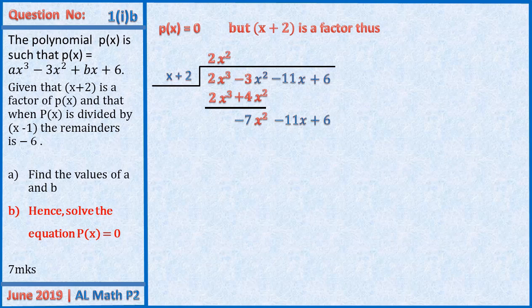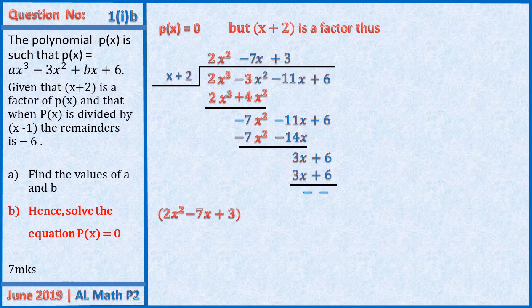Now minus 7x squared divided by x gives us minus 7x, and minus 7x times x gives us minus 7x squared. Minus 7x times 2 gives us minus 14x. When you subtract, we will have 3x plus 6. Now 3x divided by x gives us plus 3, and 3 times x gives us 3x, plus 3 times plus 2 gives us plus 6, and when you subtract, we find that there is 0. This only happens when we divide by a factor. When you divide by a factor, the final remainder will be 0. Therefore, this function can now be written as 2x squared minus 7x plus 3, times x plus 2, equals 0.